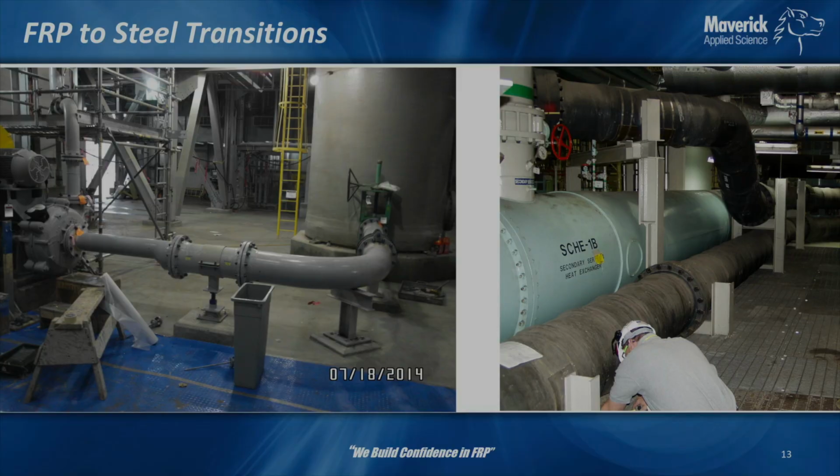That's kind of the concept of the design approach behind FRP. So we're going to get into some examples now. Here's a carbon steel line attached into an FRP pipe.